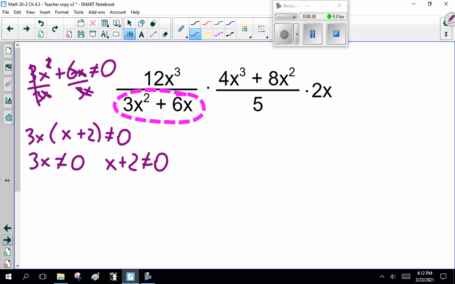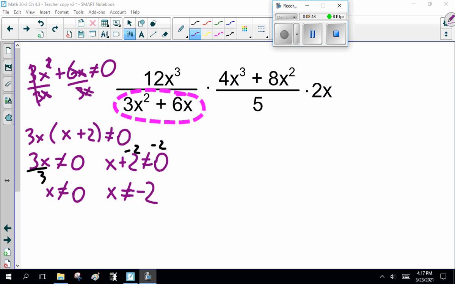So I'm going to pause the recording, and I want you guys to figure out what those non-permissible values are. Alright? Then we'll come back. Okay, I got x can't equal 0 and x can't equal -2.